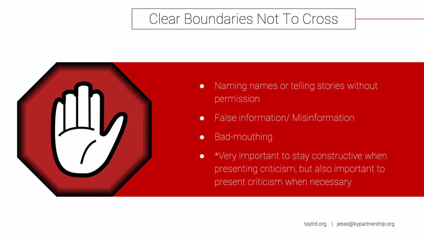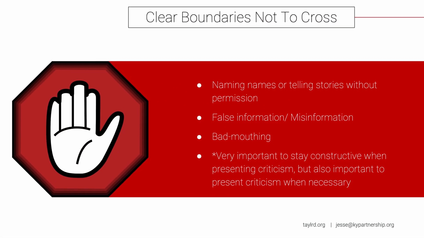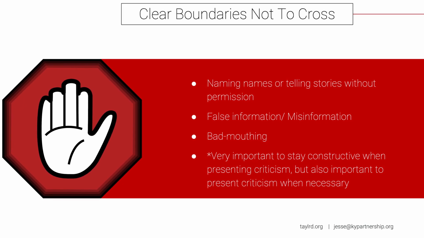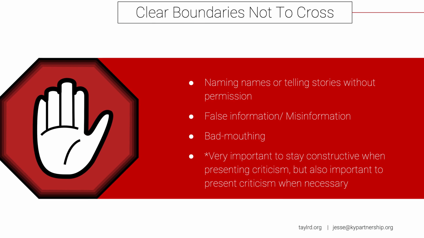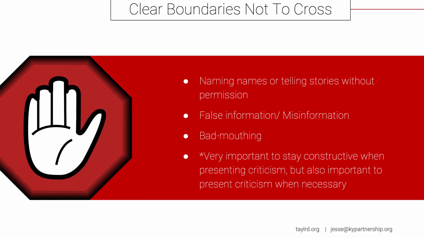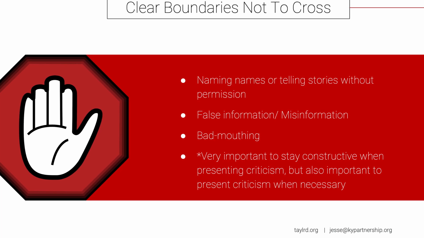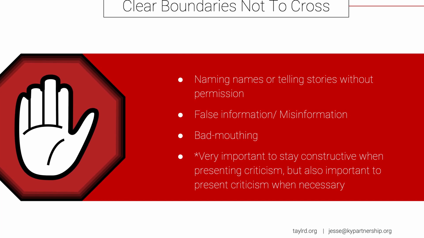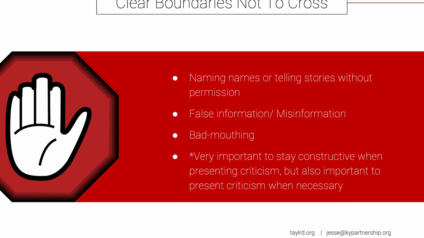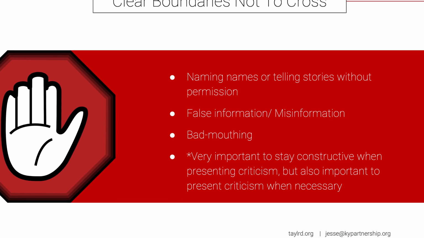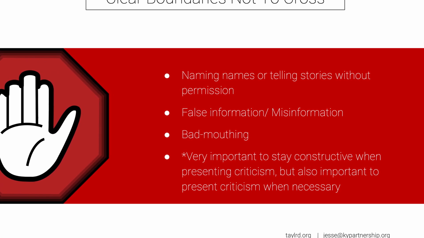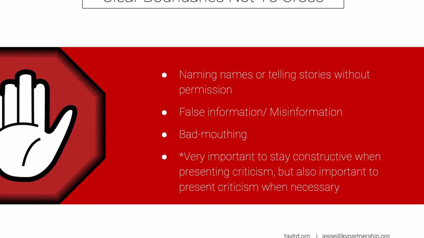For certain boundaries, there are very clear and bright boundaries not to cross. Naming names in your story or telling others' stories without their permission is a clear boundary not to cross. This can damage your credibility by making it seem like you are disregarding others' boundaries or bad-mouthing them. Giving false information or misinformation is also a big boundary not to cross when sharing our stories. This can happen when you are not feeling heard, and the temptation to exaggerate can be strong in these circumstances.